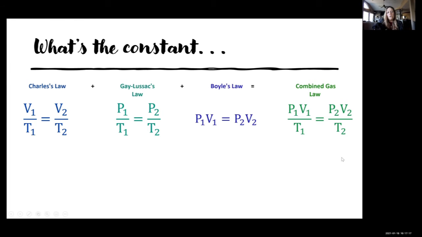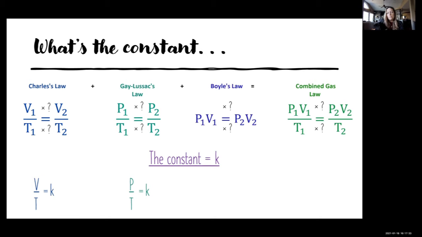So what we call that constant, we've given it a specific letter. And the letter we've given it is K. So sometimes you will see Charles's law written this way: V divided by T equals K. Or for Gay-Lussac, you'll see P divided by T equals K. Or PV equals K. Or PV divided by T equals K. So sometimes you'll see K denoted as the constant, and you'll see these laws written this way.